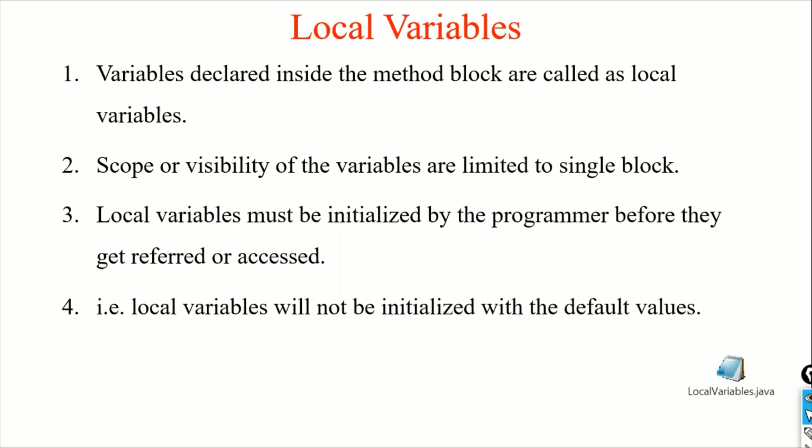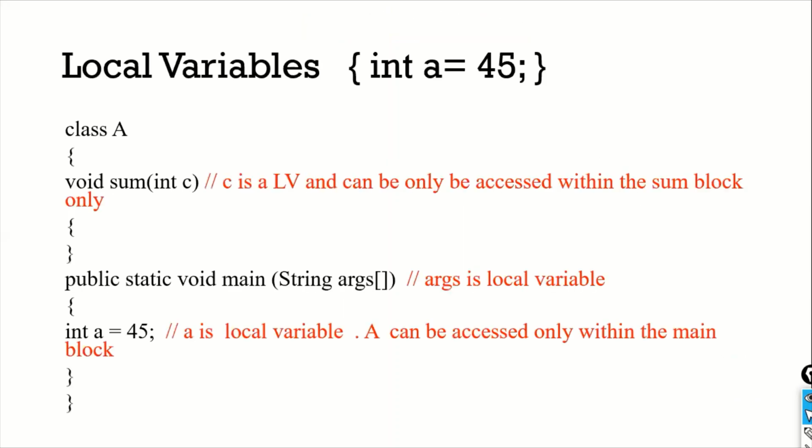Java does not print garbage values. If any local variable is uninitialized and you try to refer or access it, the compiler will raise an error saying that the variable might not have been initialized. The scope or visibility of the local variables is limited to a single block. They should be accessed in that particular block only. They cannot be accessed in a different block. So here, c is a local variable as it is passed as a parameter, args is also a local variable, and a is also a local variable.